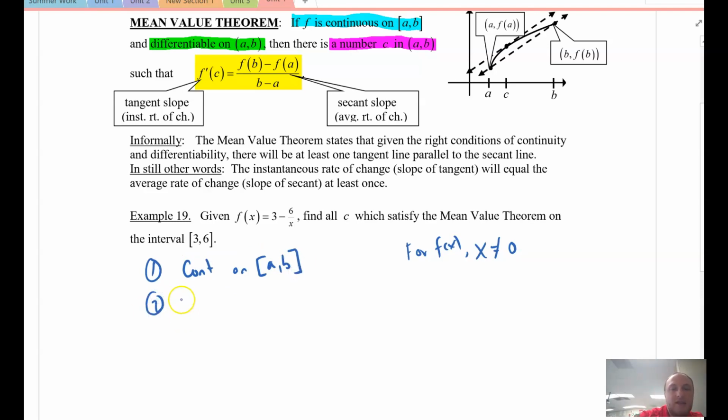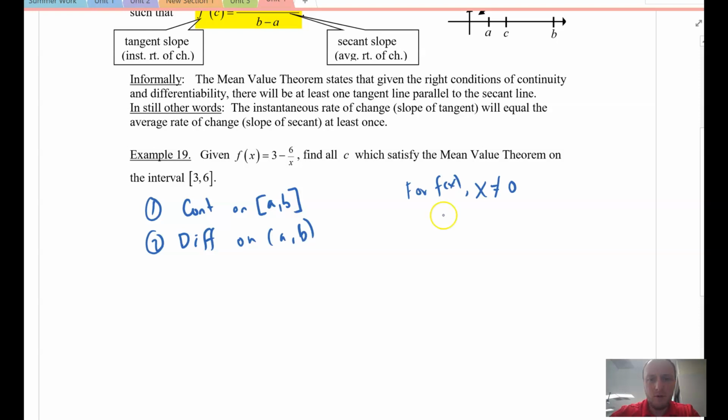Step 2, is it differentiable on (a, b)? So can we take a derivative here? Remember, you can take a derivative anywhere where you don't have a discontinuity, and where the derivative is not undefined. So for step 2, we take f prime of x. Let me rewrite this: f of x is equal to 3 minus 6x to the negative first, so f prime of x is equal to 6x to the negative second, which is 6 over x squared.